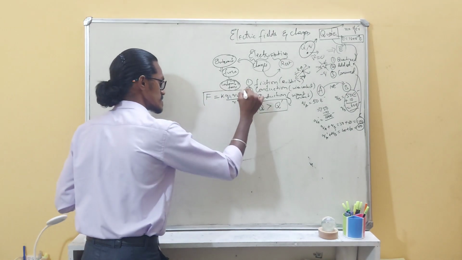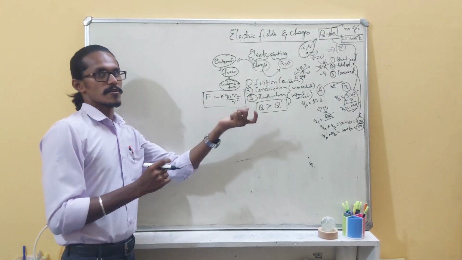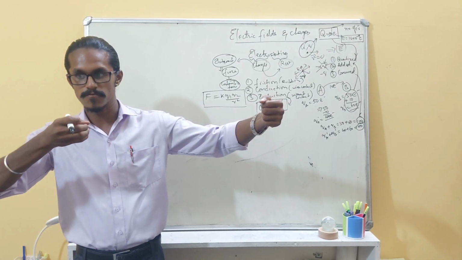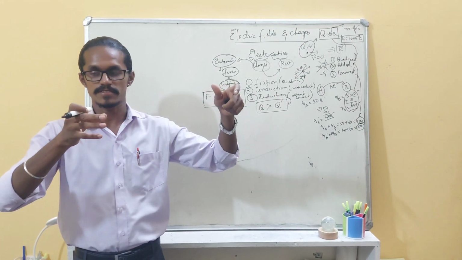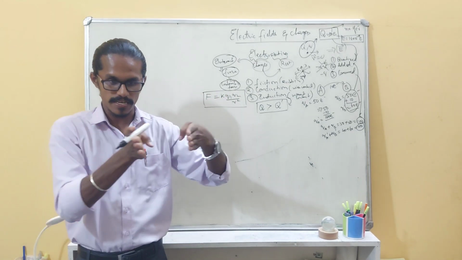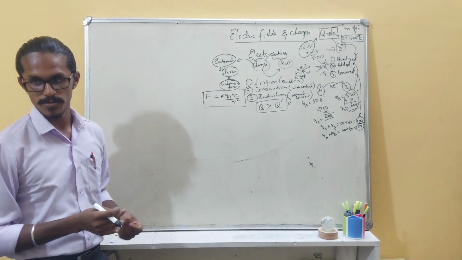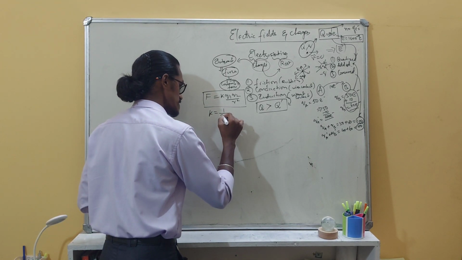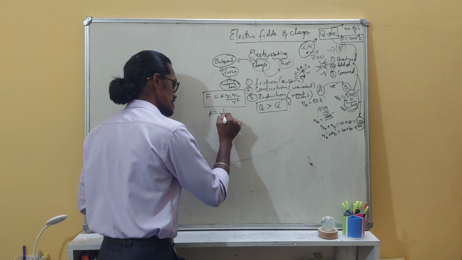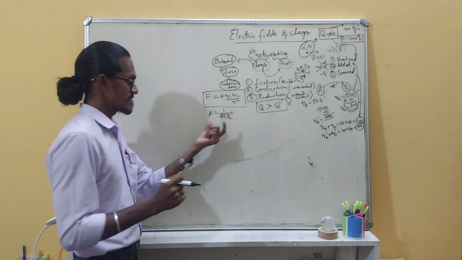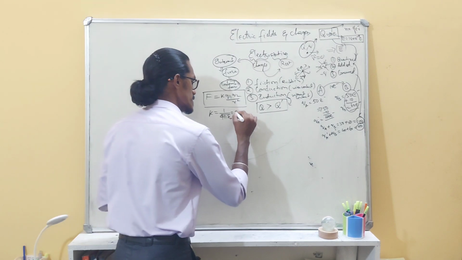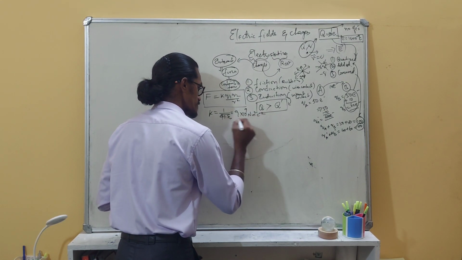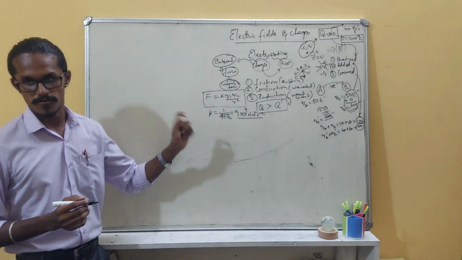What does it mean? It is the product of the charges and inversely proportional to the square of the distance between them. If you increase the distance, the force will be less. If you increase the quantity of charge, the force will be maximum, or if you decrease the distance, the force will be maximum. That is inverse variation. What is the value of K? K is a constant of proportionality, which is equal to 1 by 4 pi epsilon. Numerically, the value is 9 into 10 to the power of 9 Newton meter square Coulomb minus 2. So this is the numerical value.